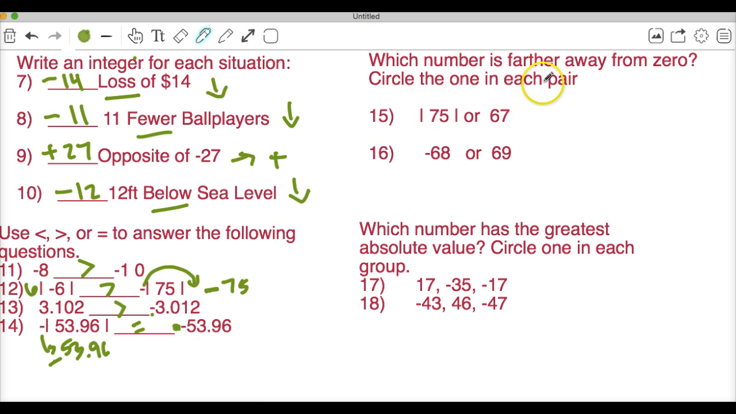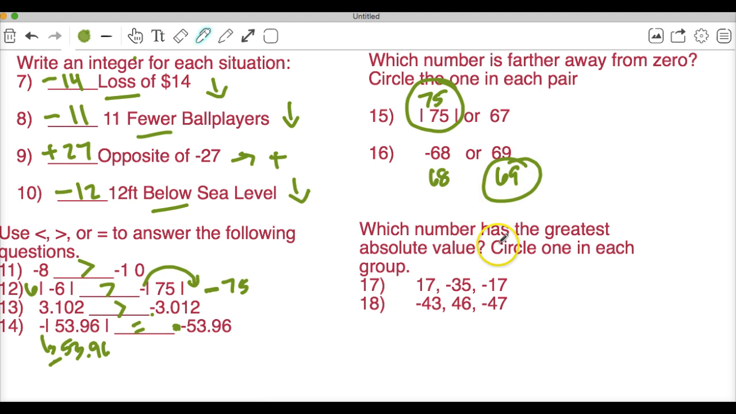Over here we have which number is farther away from 0. Circle 1 in each pair. So we have absolute value of 75, which means it is 75 spaces away from 0. And this one is 67 spaces. So this one is further from 0. This one is negative 68, so it is 68 spaces. And this one is 69, so this one would be further away from 0.